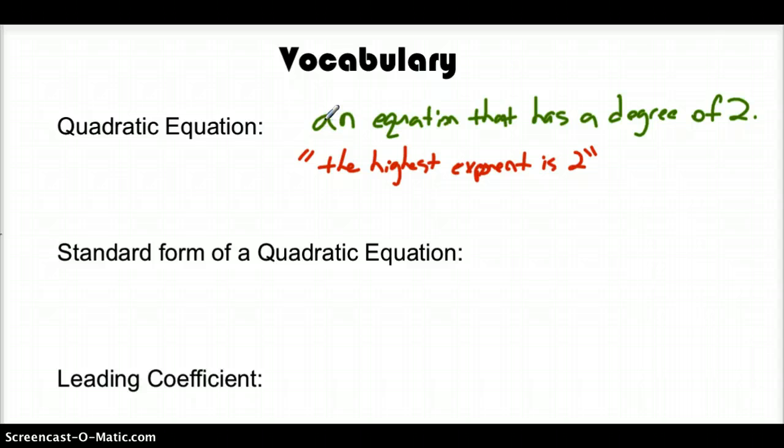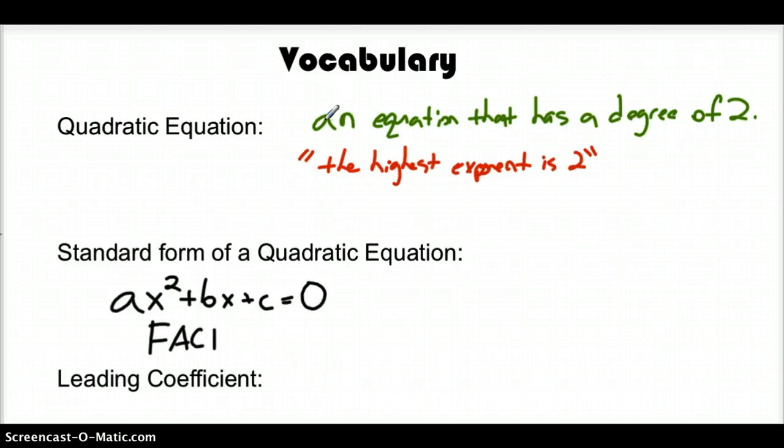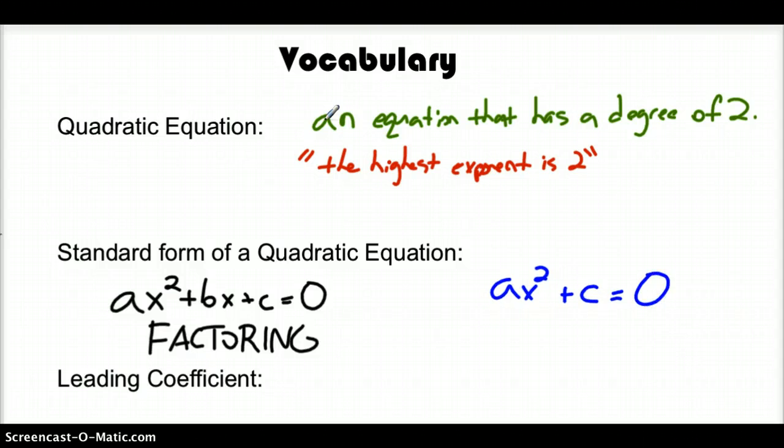the warm-up. Okay, standard form of a quadratic equation is going to be ax squared plus bx plus c equals 0, right? And we solve this by factoring. Now what we're going to look at today is an equation that maybe looks more like this: ax squared plus c equals 0. So notice that we have no x term here. Okay, and we're going to solve this one by finding square roots.